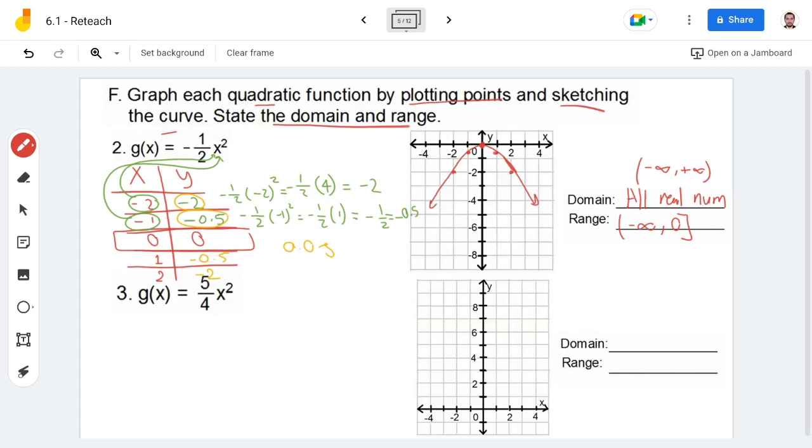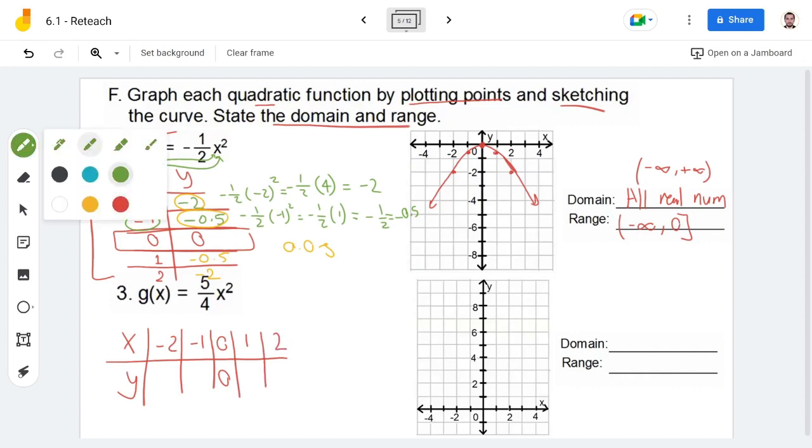Now, let's go to this question. Do the same thing. Sometimes you can create the tables like this, or like that, it's up to you. And when we don't have B or C, the middle should always be 0, 0. Now pick 2 points less than 0, which are -1 and -2, and pick 2 points greater than 0, which are 1 and 2. Now replace them in the function. So -2, replace it in the x here.